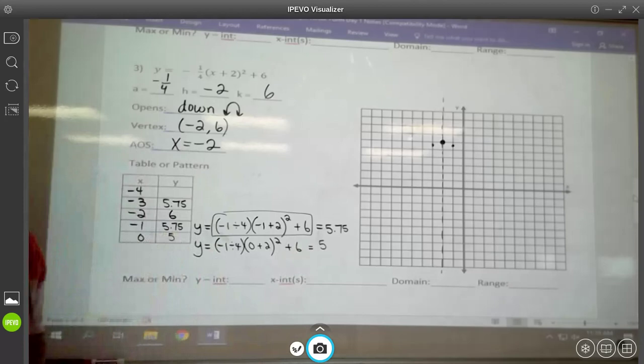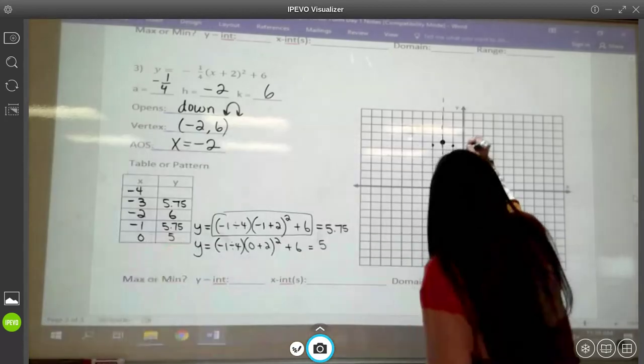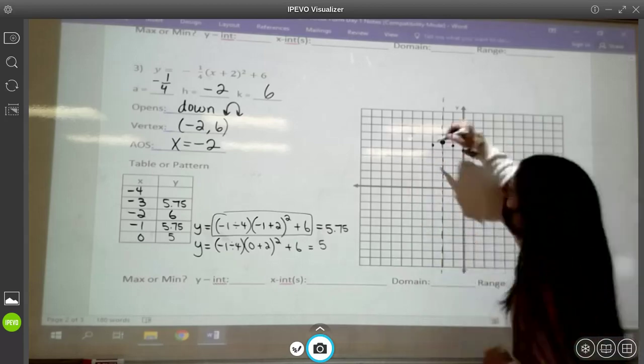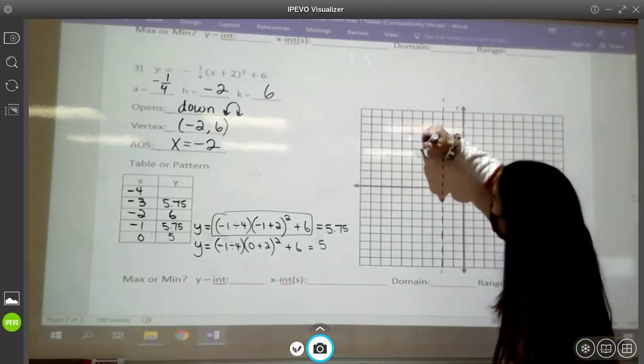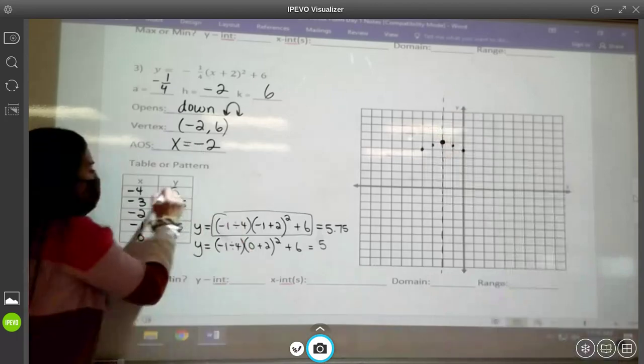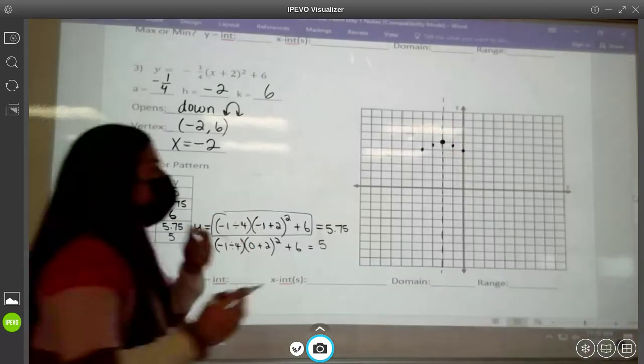And then I find out that 0, 5 is a point. And since that is 2 spaces away, 2 spaces away on the other side is that matching point. So anybody who plugged in -4 would have also gotten 5 to come out. All right, now we just connect our dots.